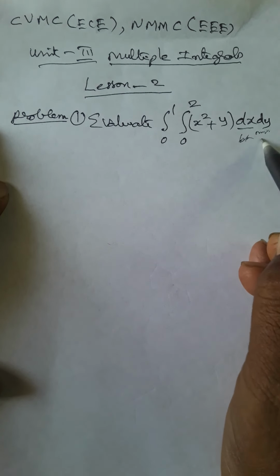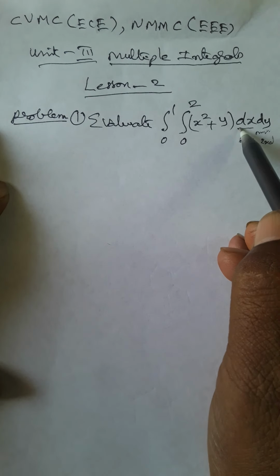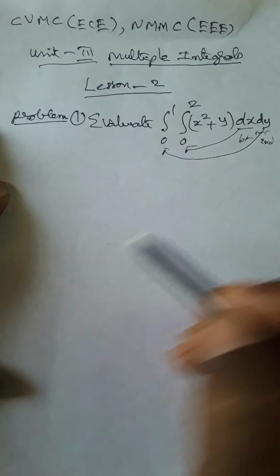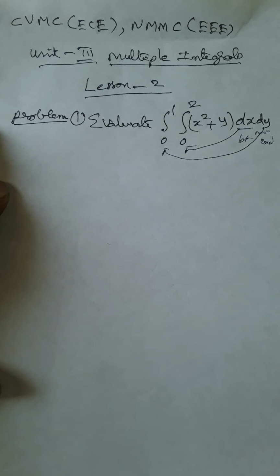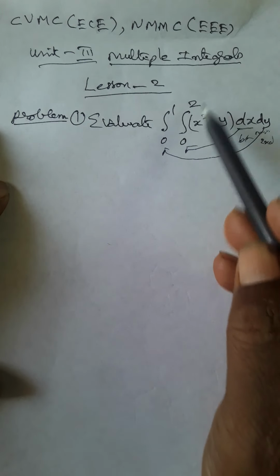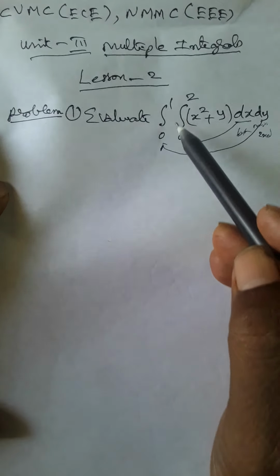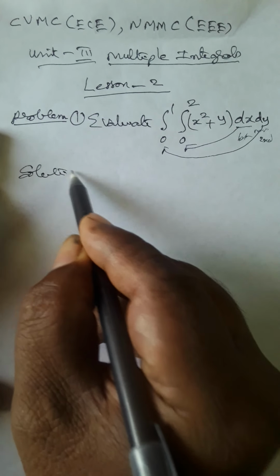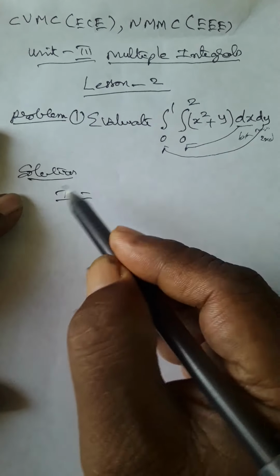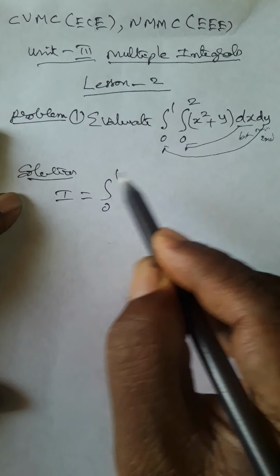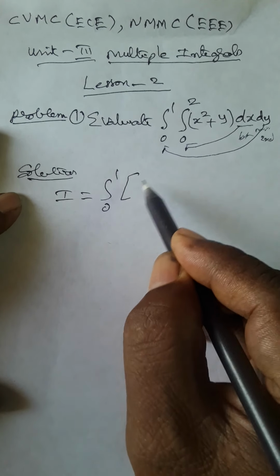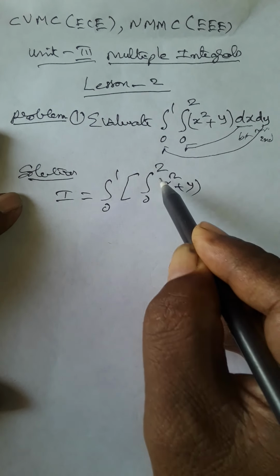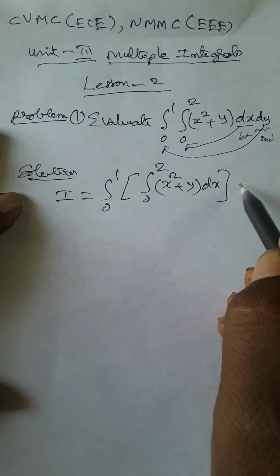First, second. So actually these are x limits, these are y limits. According to the given problem, here x limits are 0 to 2, y limits are 0 to 1. So your solution is I is equal to integral 0 to 1, integral 0 to 2, x square plus y dx dy.